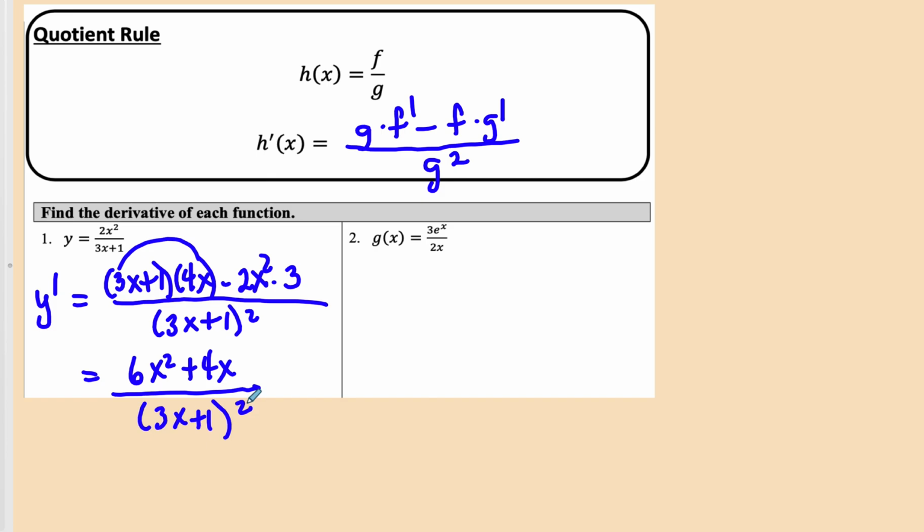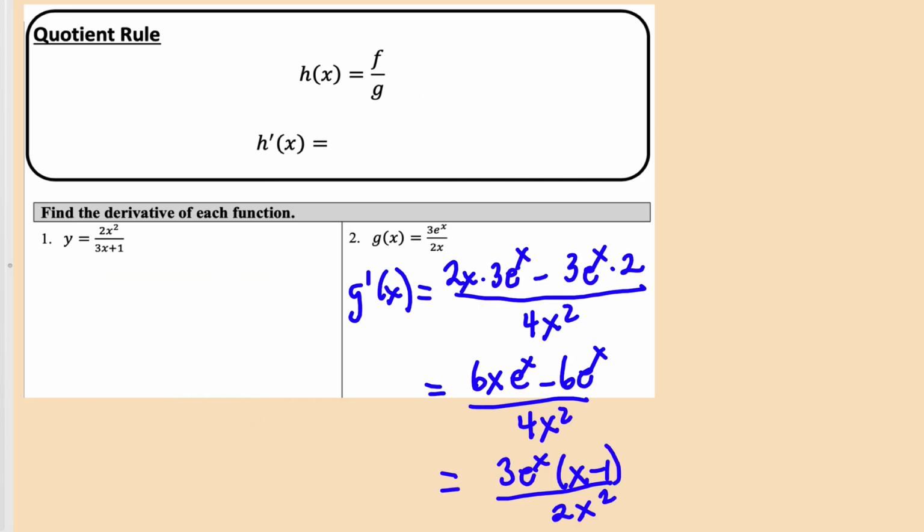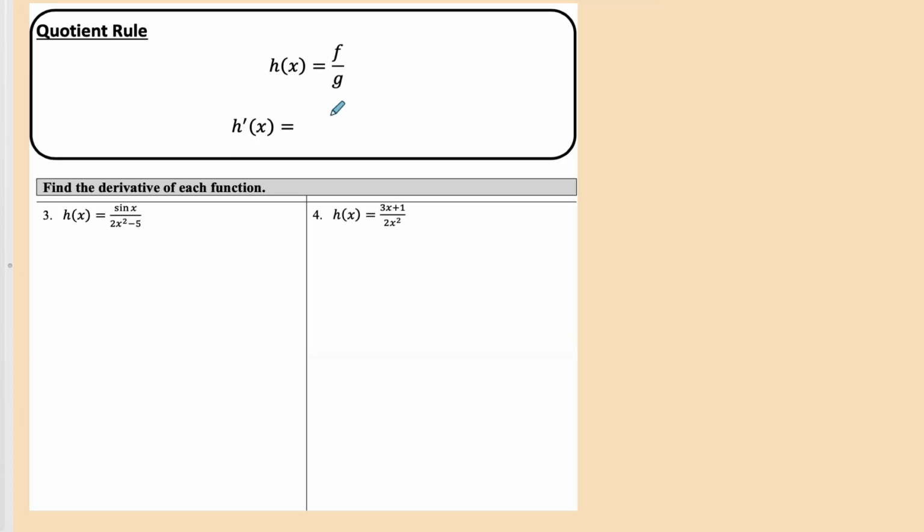Okay, I'd like you to stop the screencast and see if you can do number 2. And here's the answer to number 2. The quotient rule is something that you probably need to see more examples, so let's do another example.